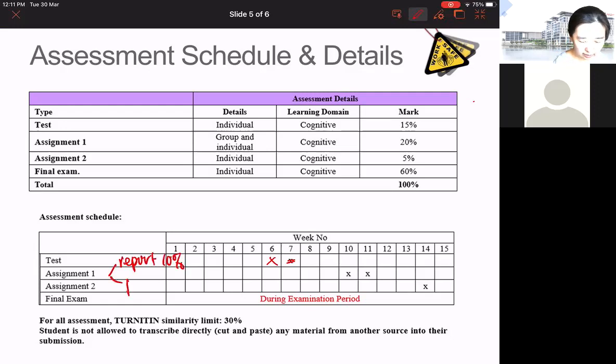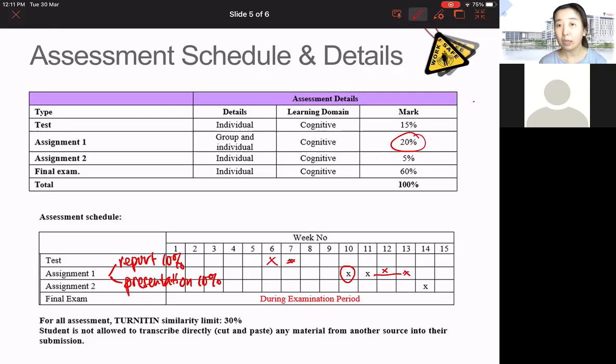And that's a presentation, 10% also for this. That's why you see a 20% here. Okay, so report submission is on week 10 and presentations are week 11 to week 13. Depending on the group amounts, every week there will be groups presenting and you will be the judge for your friends during their presentation.